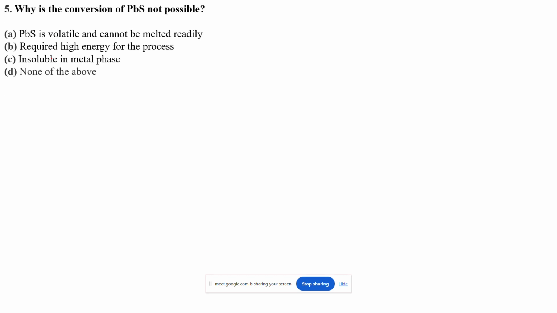Why is the conversion of PbS not possible? As we had already discussed, conversion of PbS is not possible because PbS can get volatilized at particular temperatures, which are generally 1000 to 1200 degrees Celsius during the conversion process. So PbS is volatile and cannot be melted readily. Due to this, it is insoluble in the metal phase and requires high energy for the process. The main thing is PbS is volatile and cannot be melted readily.